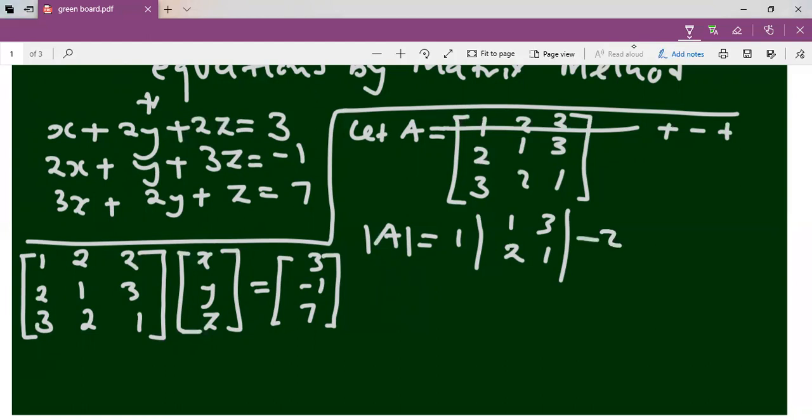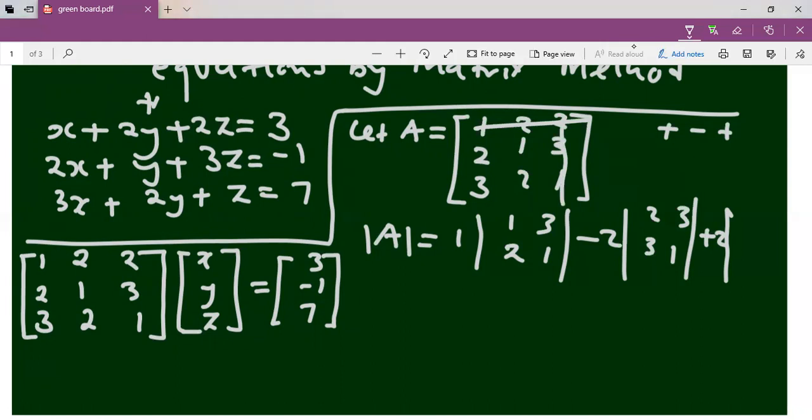-2. Here it is positive, but the negative is coming from this part. So once you eliminate this and this, you have got 2, 3, 3, 1. Then the last one is +2. If this is removed and this one, we have got 2, 1 and 3, 2.